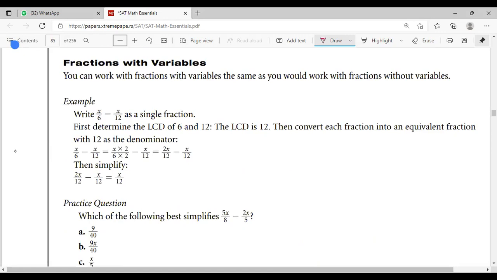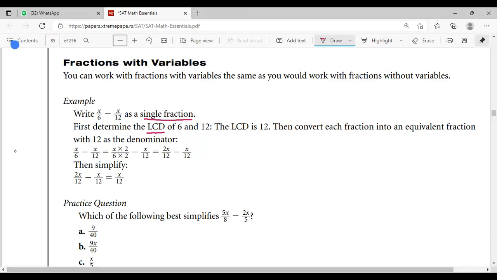Fractions with variables. You can work with fractions with variables the same as you would work with fractions without variables. So we have x by 6 minus x by 12, and you need to simplify it in such a way that you are left with a single fraction. How we do it usually, when we just have simple fractions with numbers, we take LCM, right? Here LCM is written as lowest common denominator. So least common, yeah.